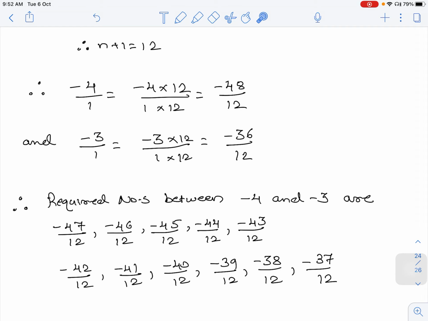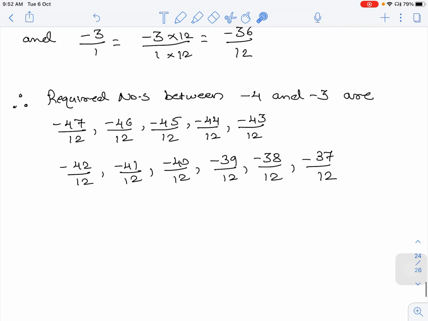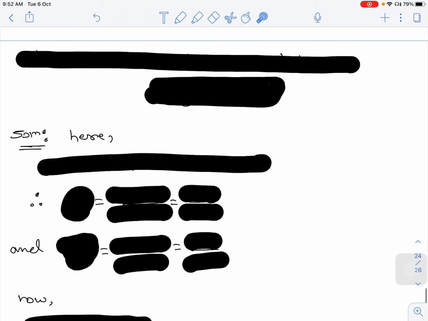So what is the condition which we have learned? Whenever you want to insert rational numbers, first the condition is that the denominators of these numbers must be the same. Second step, you have to look at how many numbers we have to find. Okay, now let us consider one more example.